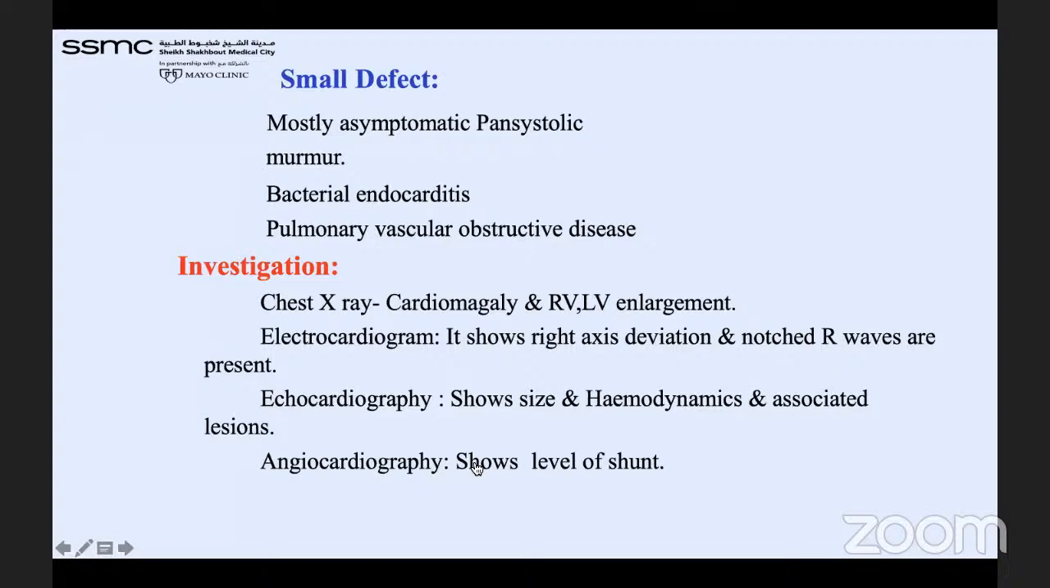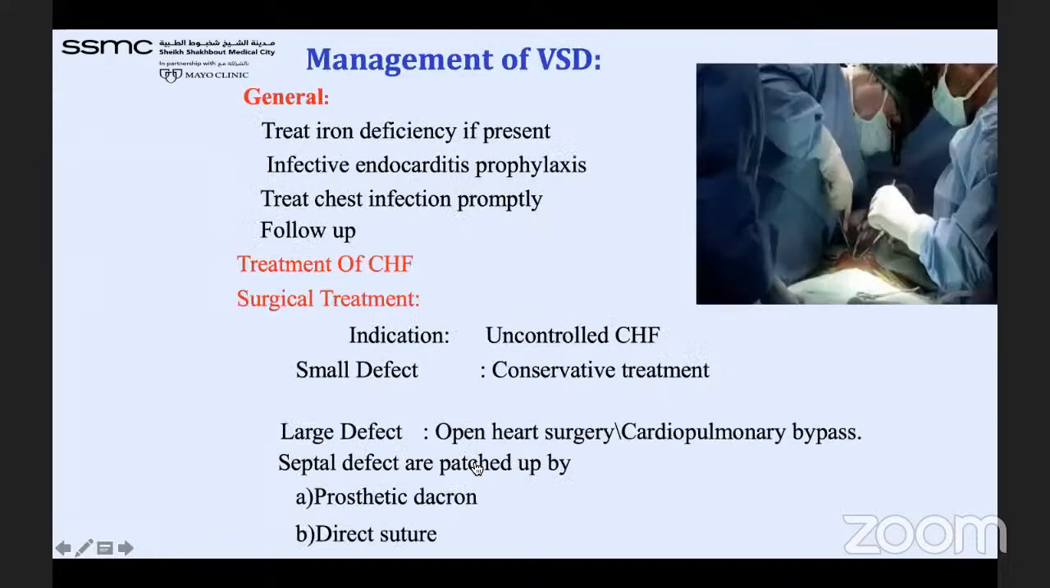What you have to do is the same thing: chest x-rays, electrocardiogram, and echo is the diagnostic, and angiocardiography if you have a cardiac facility in use. The general management is the treatment of any iron deficiency present, because if you have iron deficiency anemia, then the heart has to work too much. This is something that many times we miss.